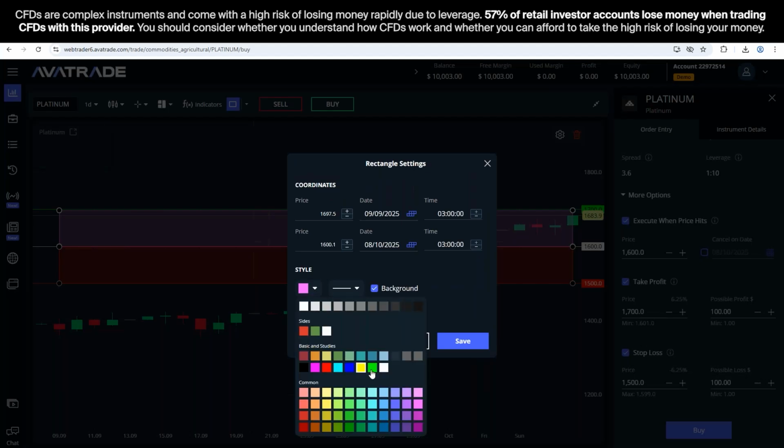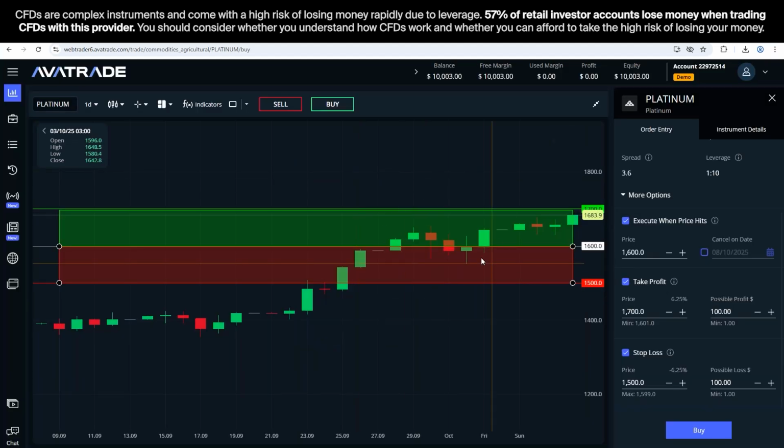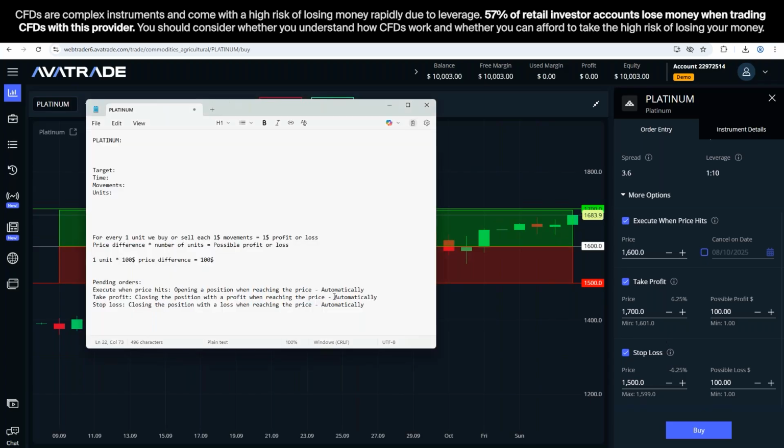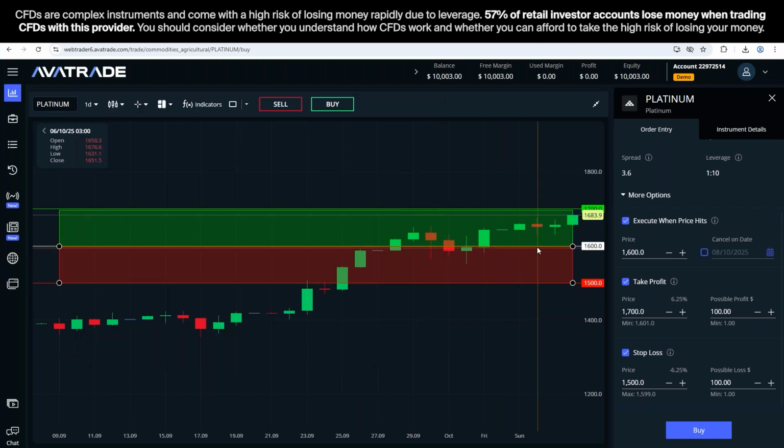The red area is obviously here to help us emphasize the loss area. Green here is to help us emphasize the profit area. We're looking at the white line as our entry. Then we've got a take profit as our green. Red line is our stop loss. And as we've learned, the take profit closes the position automatically with a profit. Stop loss closes automatically with a loss. So if it gets from here to here, we're gonna make 100 quid. And if it gets to here, same with the loss.